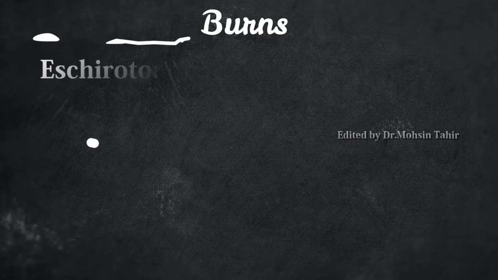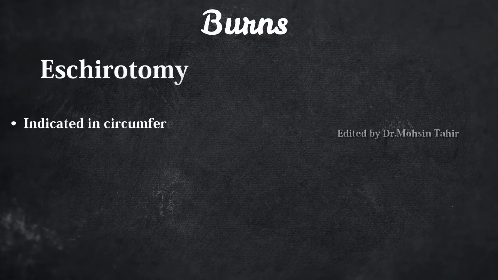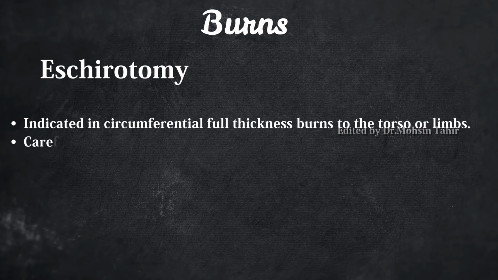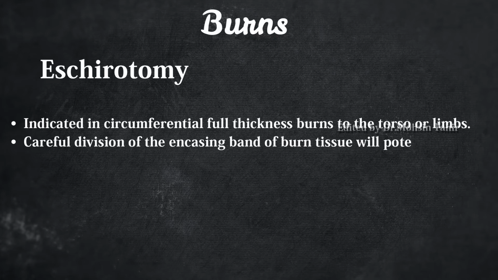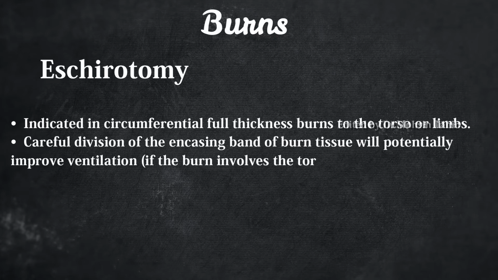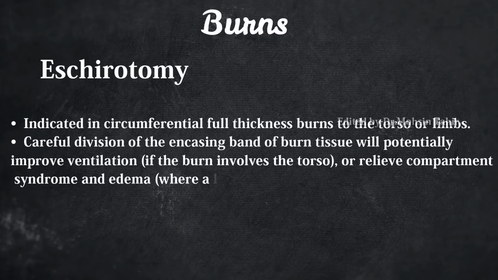Escharotomy. Indicated in circumferential full thickness burns to the torso or limbs. Careful division of the encasing band of burn tissue will potentially improve ventilation, if the burn involves the torso, or relieve compartment syndrome and edema, where a limb is involved.